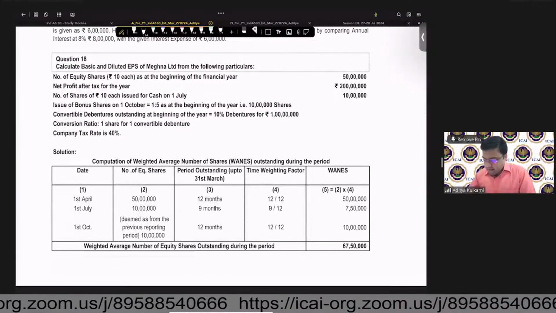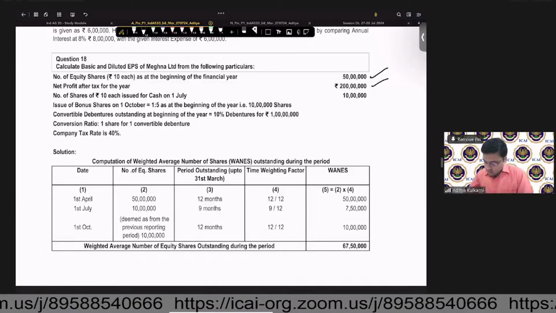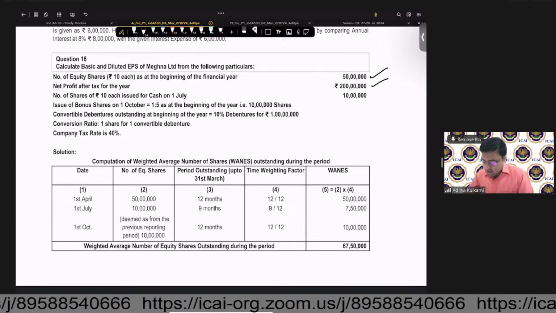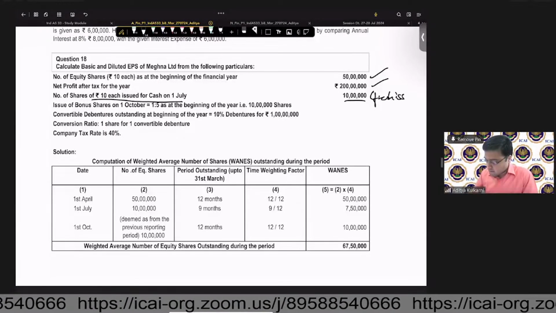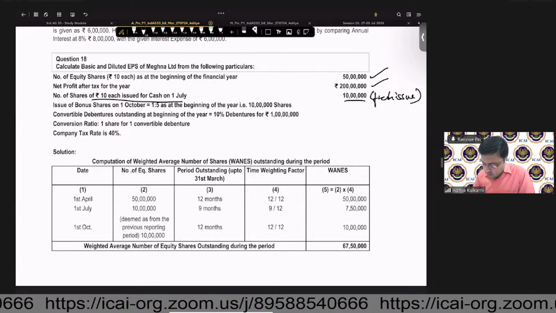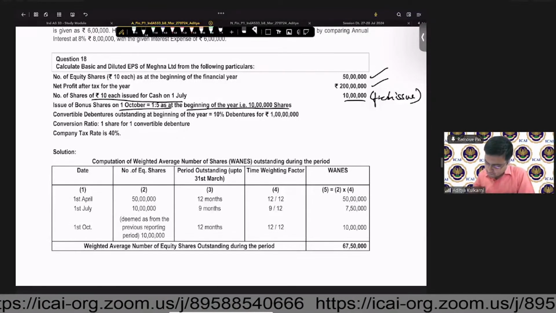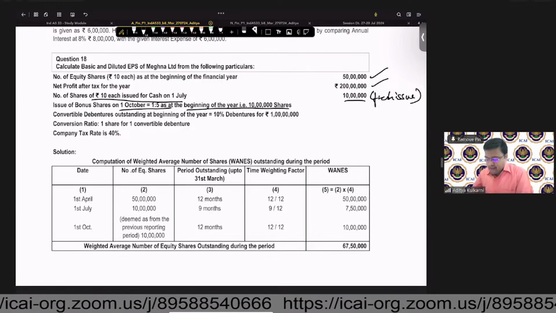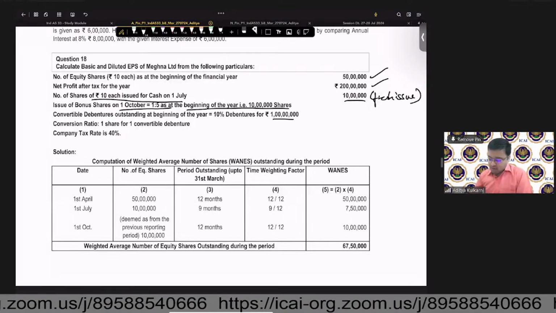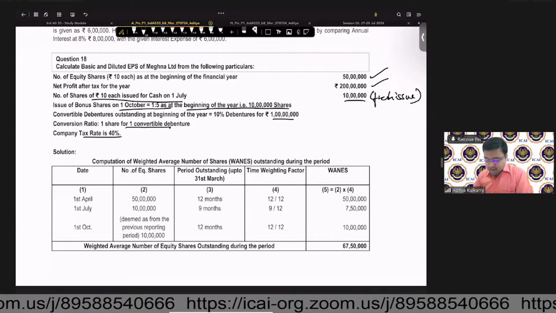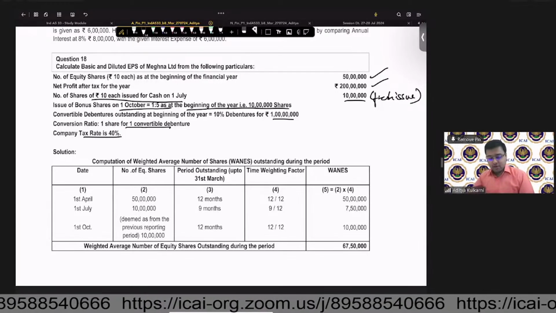Number of equity shares at the beginning, 50 lakhs. Net profit after tax for the year, 2 crores. Number of shares of rupees 10 each issued for cash, this is a fresh issue, 10 lakhs. Issue of bonus shares on 1st October, 1:5 as at the beginning of the year, that is 10 lakh shares. Convertible debentures outstanding at the beginning of the year, 10% debentures for 1 crore. Conversion ratio 1 share for 1 convertible debenture. Company tax rate is 40%. So now we have to calculate the basic and diluted EPS.